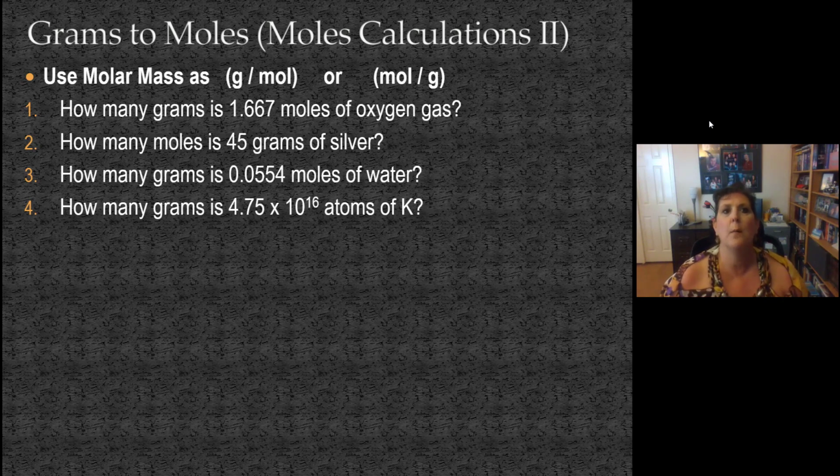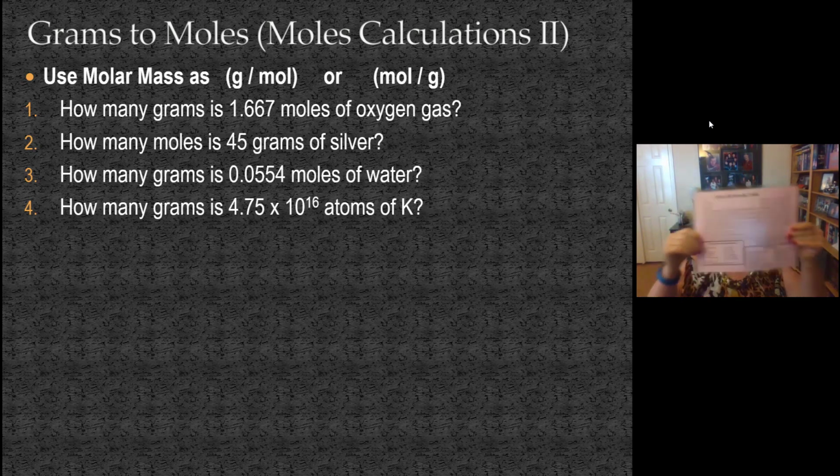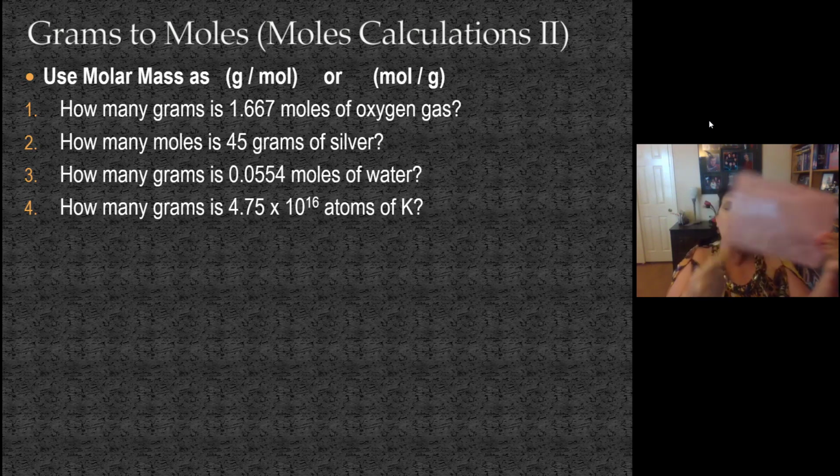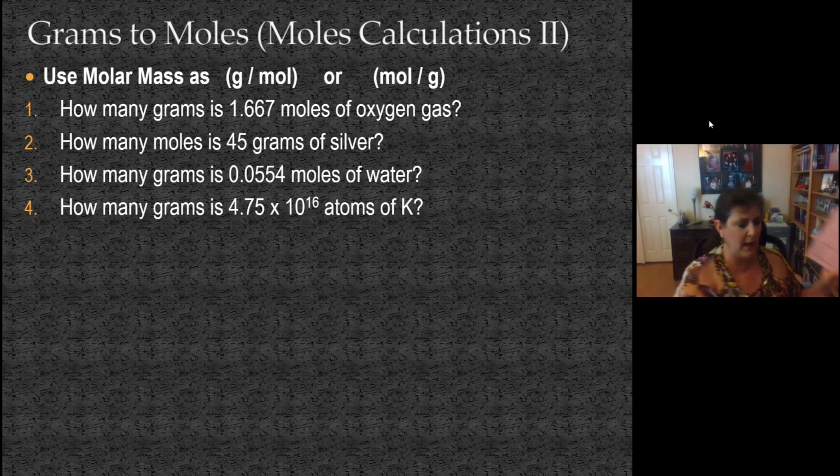Now we're going to go from moles to grams or grams to moles using the molar mass. Do you remember where we got our molar mass from? I hope you said periodic table. Yeah, the molar mass is the grams per mole. It's the grams per mole in the table. So get your periodic table out, get your calculator out.